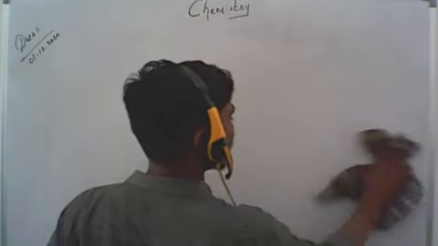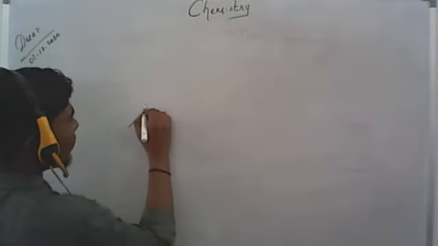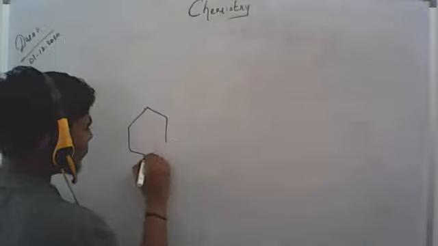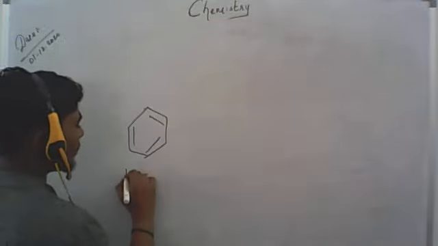Aromatic means... see here, I am going to take an example. What is the name for this compound? It is a benzene.